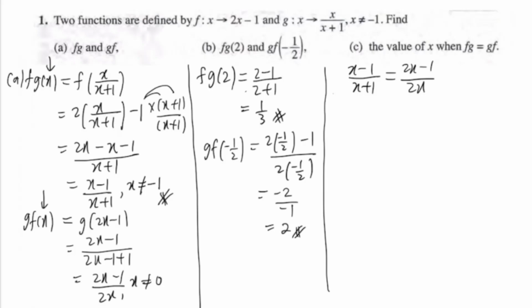Now, the next thing is to solve for x, we have to cross multiply. So I'm going to take 2x, multiply with x - 1, and the x + 1 here, I'm going to multiply with 2x - 1.